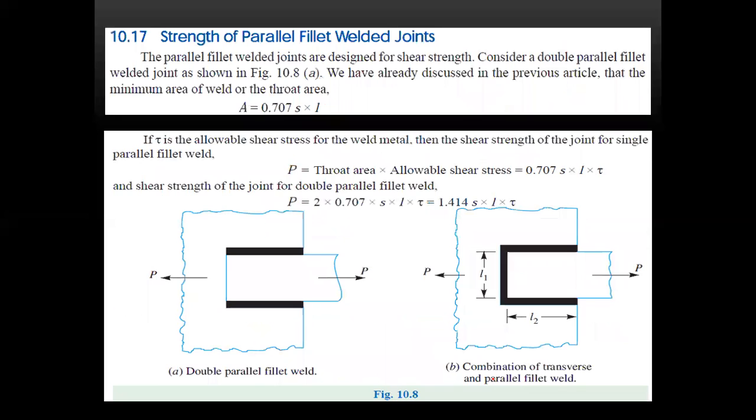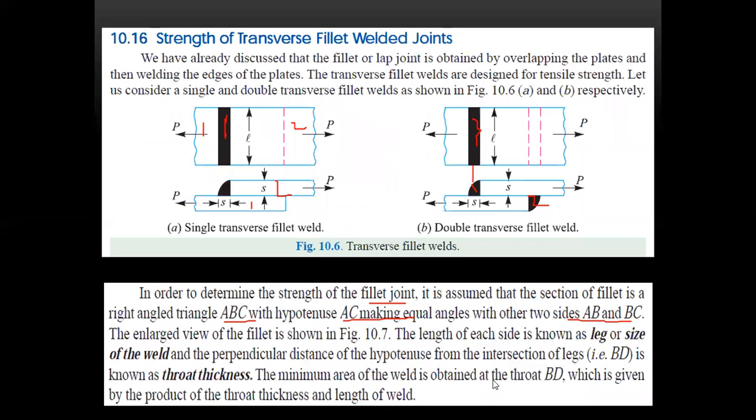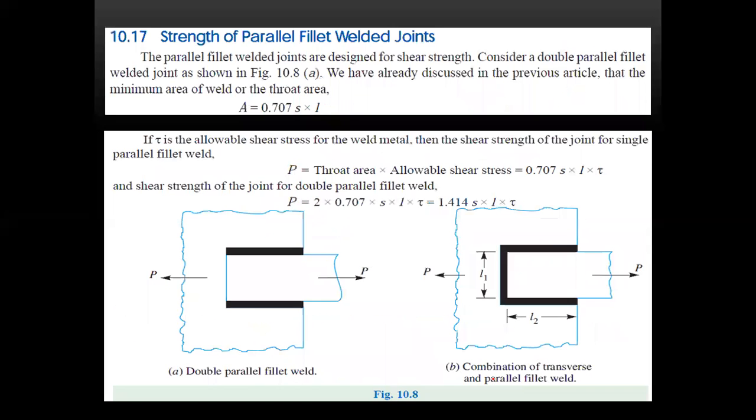Next, strength of a parallel fillet weld joint. Before it was the strength of the transverse fillet; now it is the strength of the parallel fillet weld. So see from the top view. The parallel fillet weld joints are designed for shear strength. Consider a double parallel fillet joint as shown in the figure. We have already discussed in the previous article that the minimum area of the weld, the throat area A, is equal to s into l into 0.707.